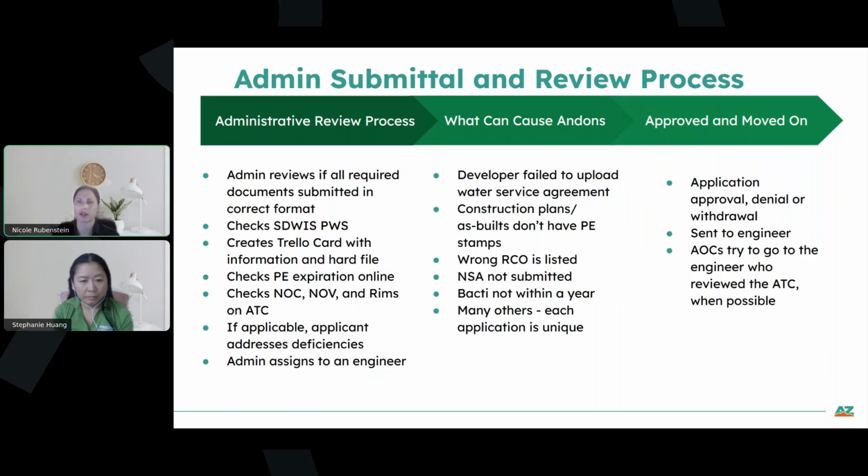So once our admin has finished their review, they'll either approve, deny, or the applicant might withdraw the application, and then it's sent to the engineer. We try to have the engineer who reviewed the ATC review the AOC, though that doesn't always happen depending on workload and availability.